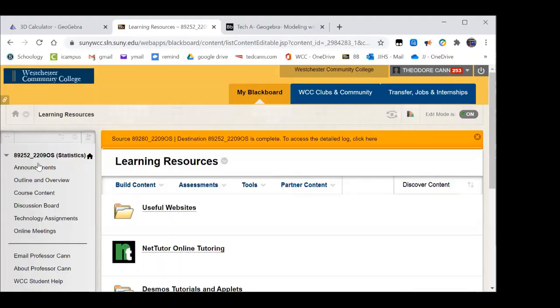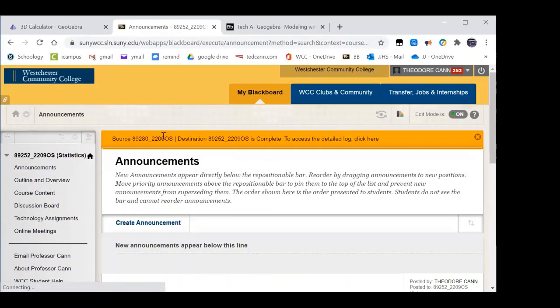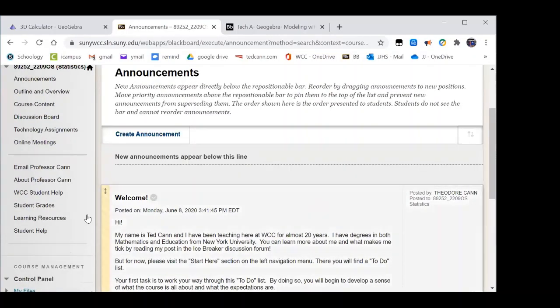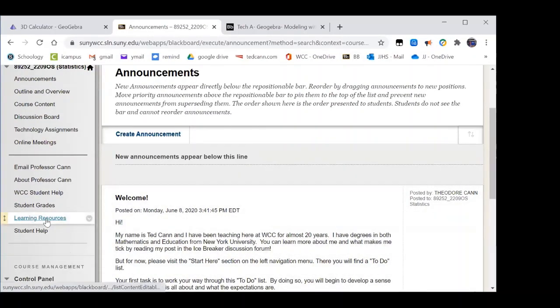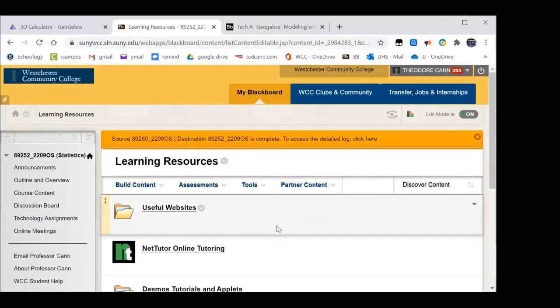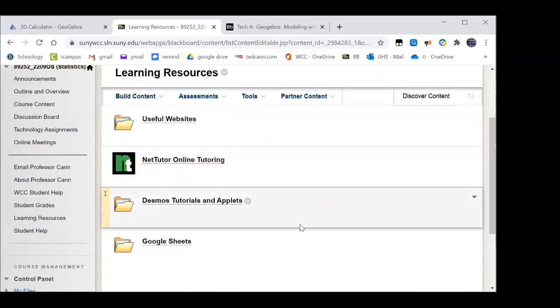All right, resume recording. So you're in GeoGebra. You're under GeoGebra. Jeez, wrong class. You're in Blackboard. You're under announcements. One of the little tabs on the side here is learning resources. I probably should come up with a better name for that. There's a few things that I tucked away in here. One of them is the NetTutor online tutoring.